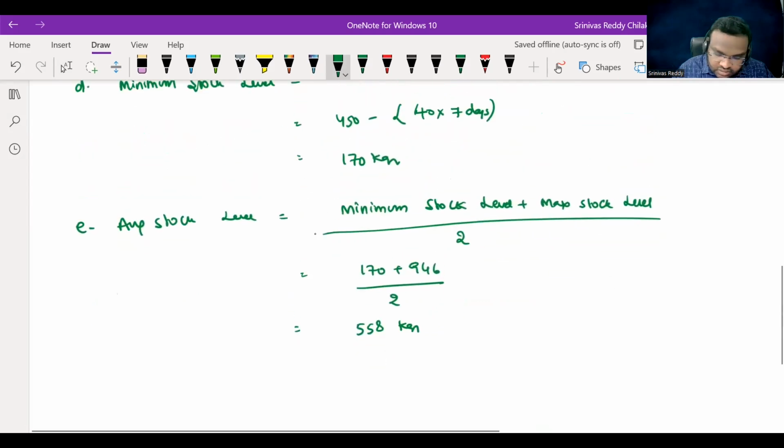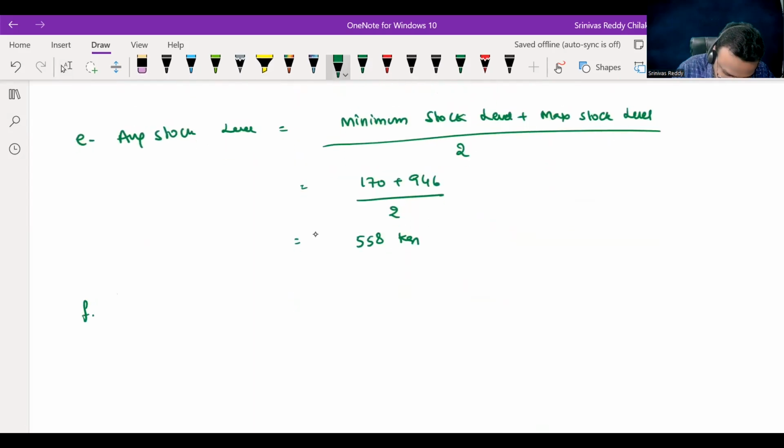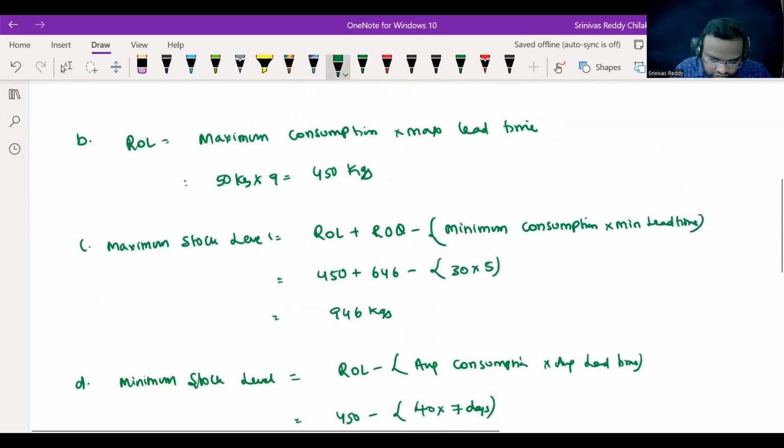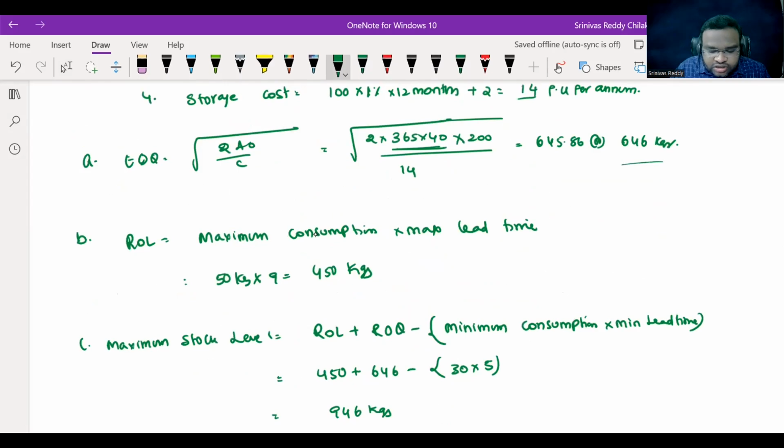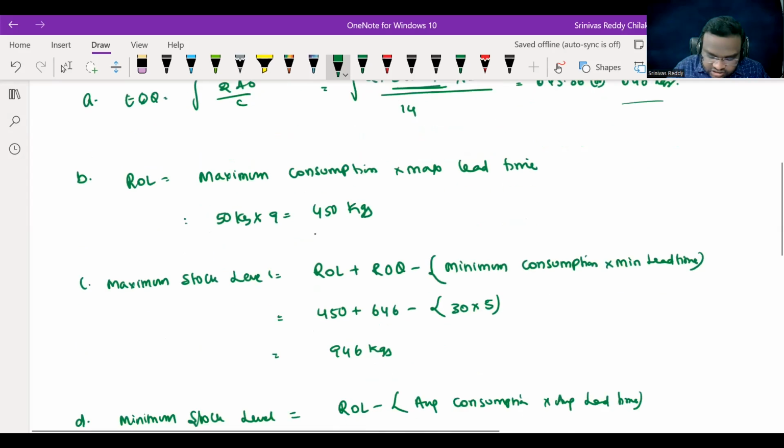Next one. What is the F point? Number of orders to be placed every year. So it was decided to order every time how much? Economic order quantity, 646. What is the total annual consumption required? 365 into 40 days. So 14,600 kgs.